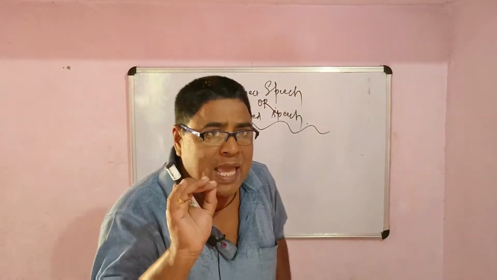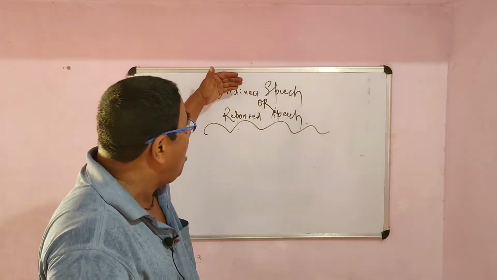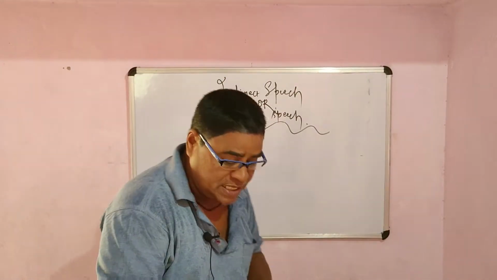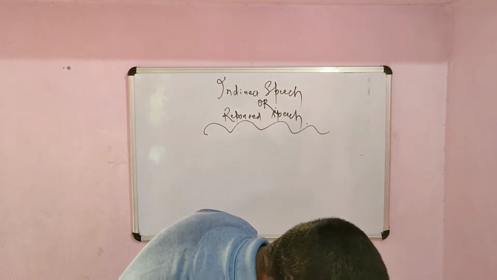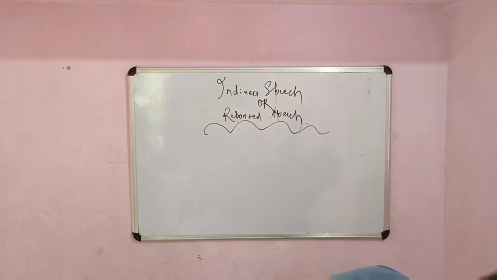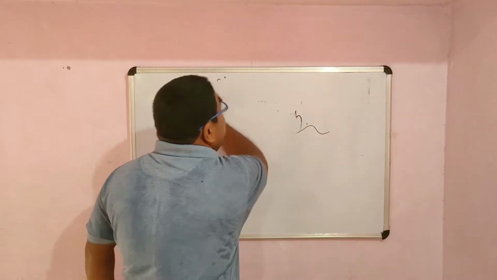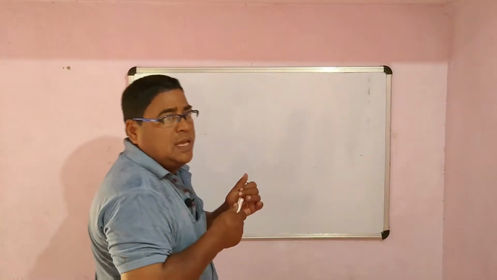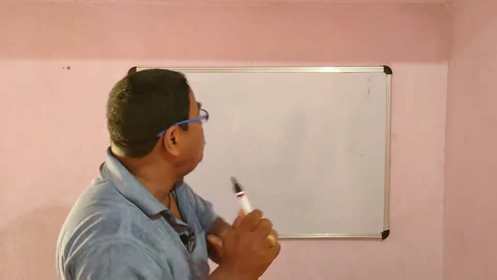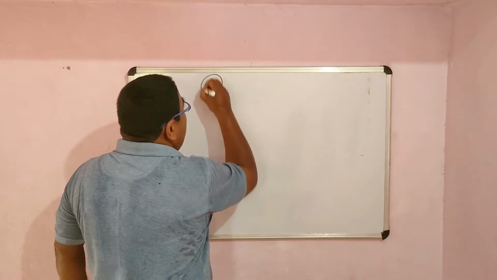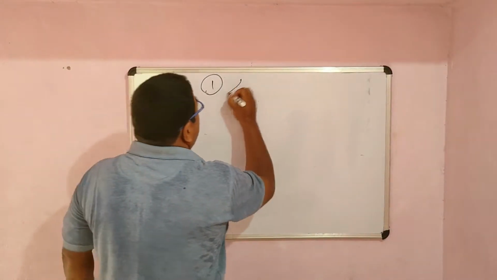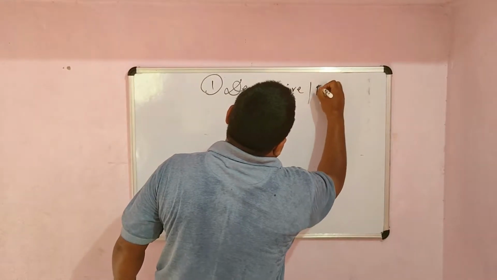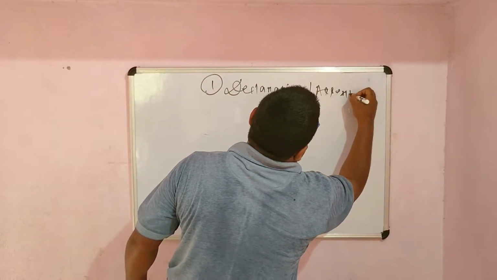So now I am just going to explain to you how the various direct speeches are changed into indirect speeches, or how a direct speech turns into indirect speech. In order to change direct speech into indirect speech, first you have to focus on the various sentence patterns. You need to know the various sentences first. Number one, the declarative sentence or assertive sentence.